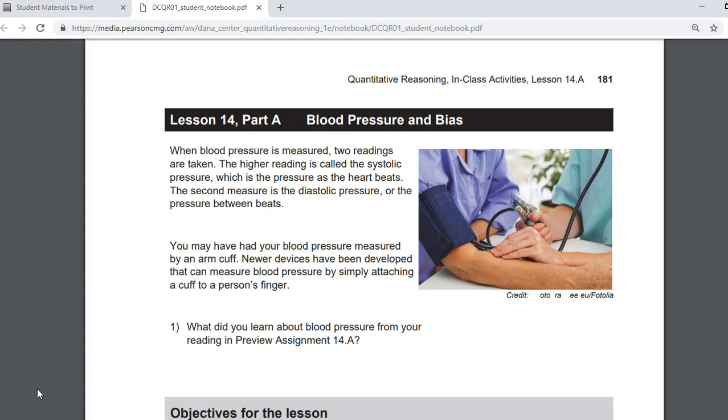However, the test goes from lessons 14A to 18C. So looking through here, we see 14A, the blood pressure and bias. These lessons are heavy on vocabulary. And so if you've not already started some flashcards or a Google Doc or something, that needs to be a priority because you need to know what the words are, how you use them, how you can write about them, when you see them, what they mean, and when you see them, what they don't mean.